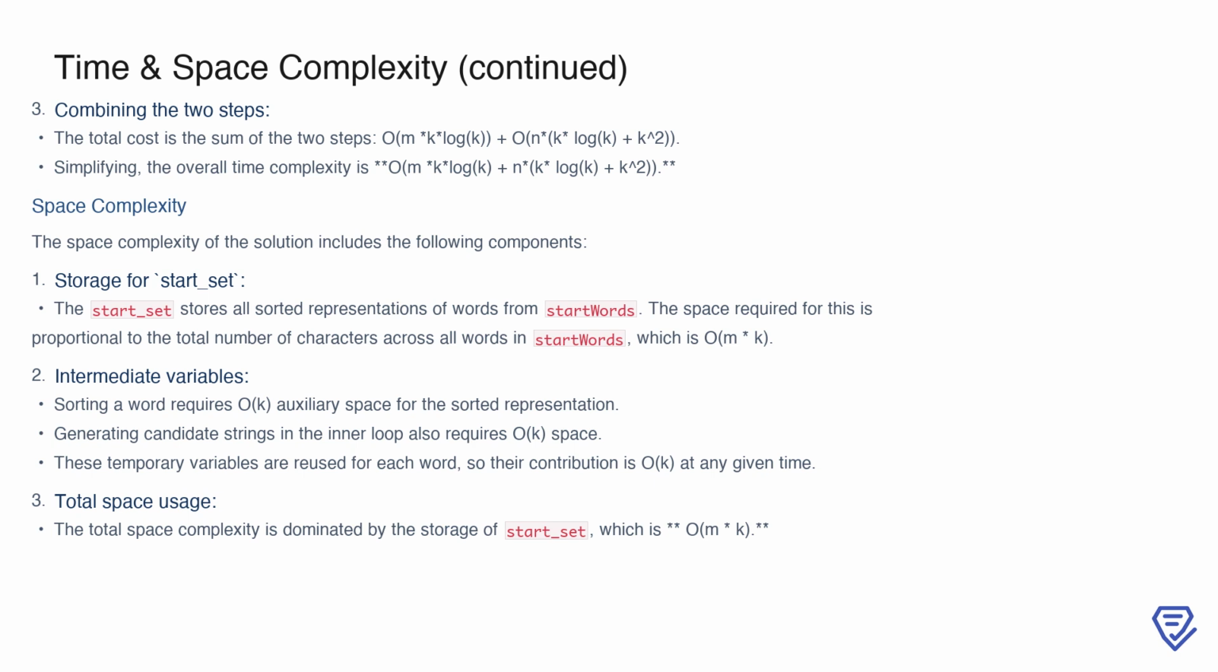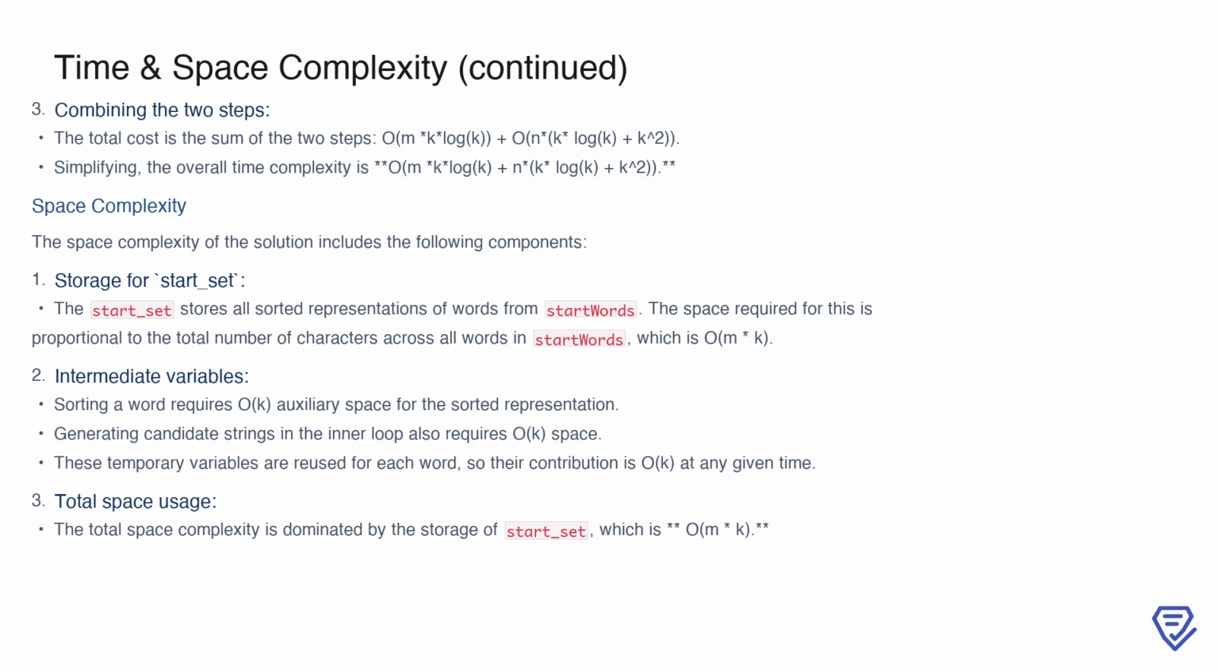Now, combining the two steps, the total time complexity is the sum of processing start words and target words. This gives us m*k*log k plus n*(k*log k plus k squared). Simplifying this expression, the overall time complexity of the solution becomes O(m*k*log k plus n*k*log k plus k squared).